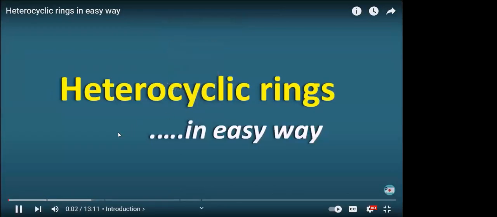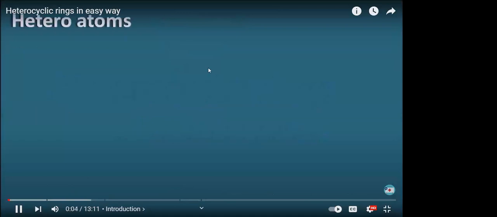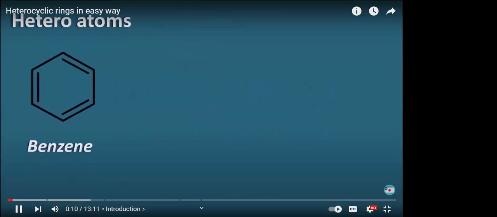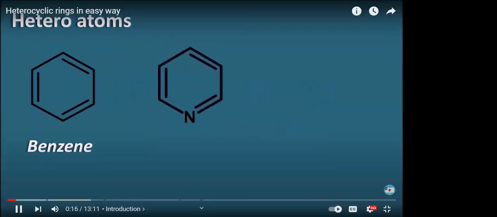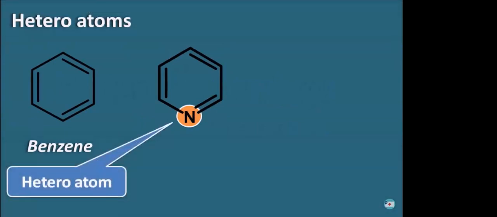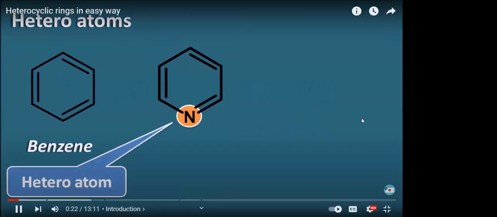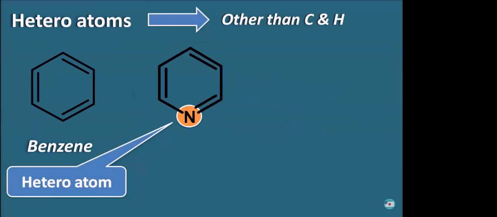In an easy way. What is a heteroatom? Let us take one example of a ring like this, a well-known ring, benzene. Now this benzene is made up of carbon and hydrogens. But if you take another ring like this, here you can observe a nitrogen. So what is this nitrogen? Nitrogen can be called a heteroatom. Any atoms other than carbon and hydrogen can be called heteroatoms.